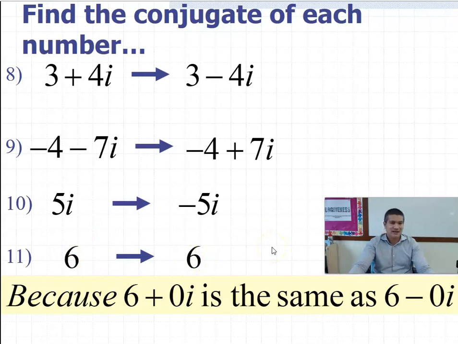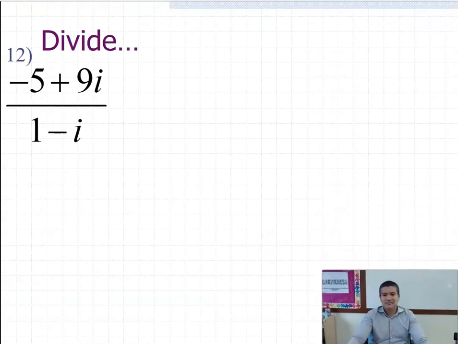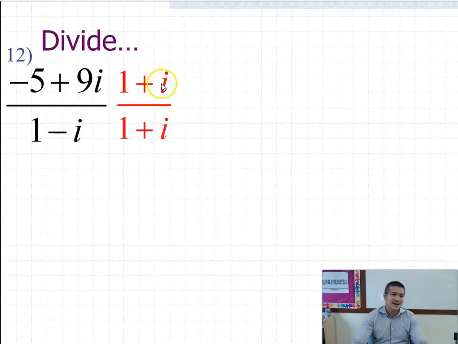Okay, let's try some examples. For example, we have negative 5 plus 9i all over 1 minus i. So what is the conjugate? It's almost the same as rationalizing the denominator. In dividing complex numbers, you use the denominator, which is 1 minus i, so the conjugate is 1 plus i over 1 plus i. And then simply distribute.